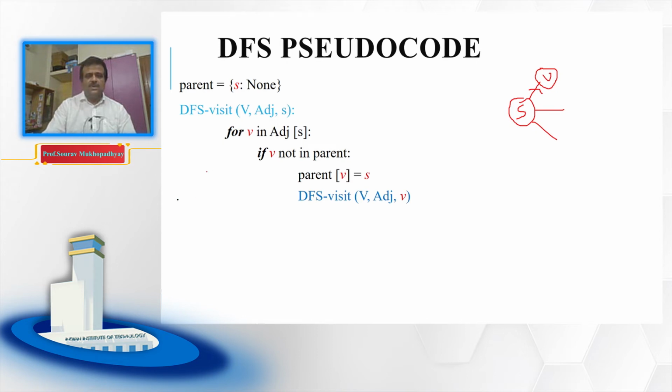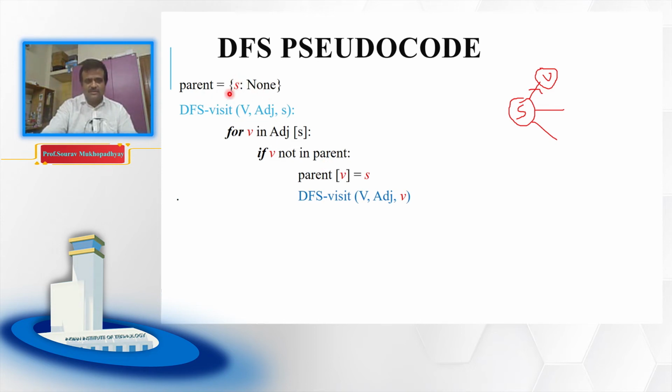Okay. So, one such vertex is V. Now, we check whether V is already explored or not. That checking is done by this step. The parent pointer is used to avoid repetition of the vertices. So, if V is not in parent, that means V was not explored earlier. Parent pointer of S is set to null.